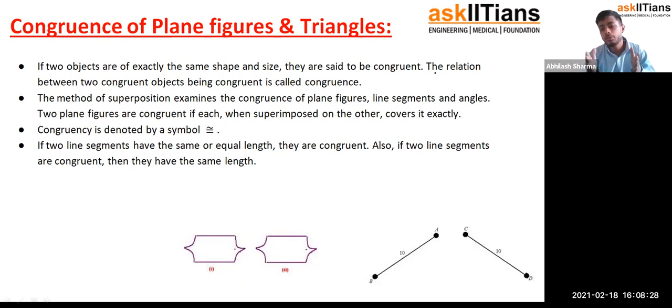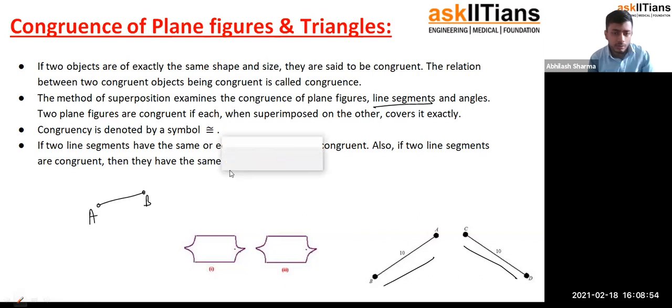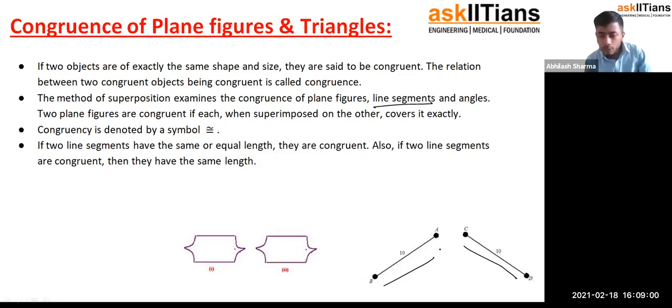But when will we say that two line segments are congruent? This is very important to understand. Let's say there is a line segment AB and there is also another line segment CD, right? Then they will be congruent if and only if their lengths are equal. Why can we say this? Let's see here. Whenever we have two lines, they will be congruent if and only if their lengths are equal. The reason is that if their lengths are equal, then I can pick CD and put it over AB, right?